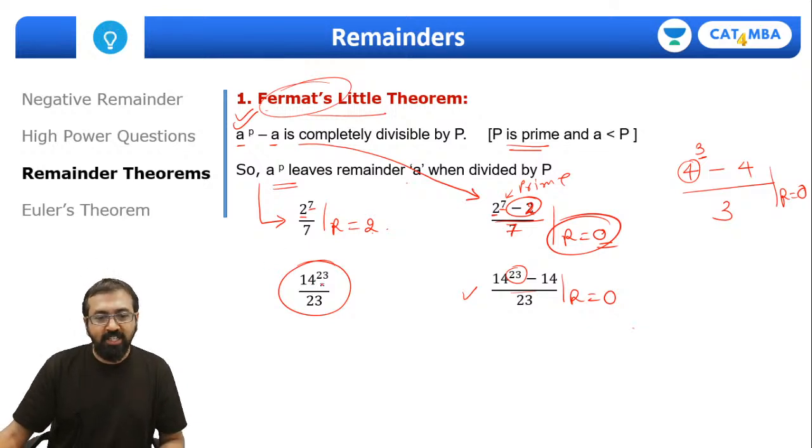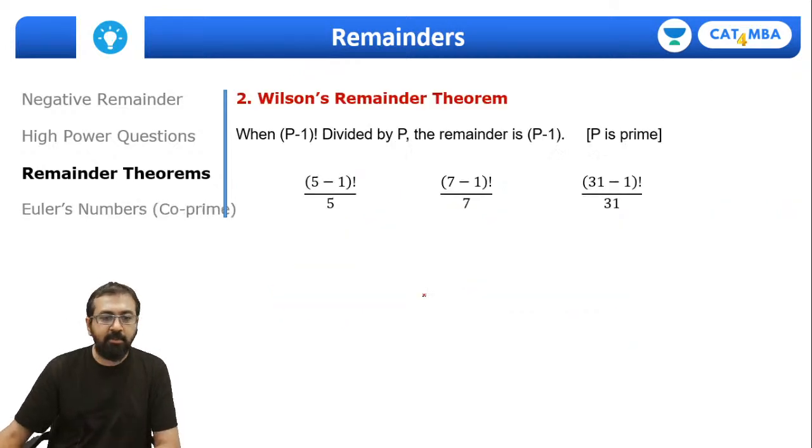Okay. So 14 raised to 23 divided by 23, the remainder will be 14 itself. See, here we subtracted that 14 and that's why we got remainder as 0. If you don't subtract that, then we'll get remainder as 14 only. Okay, so this is Fermat's remainder theorem.